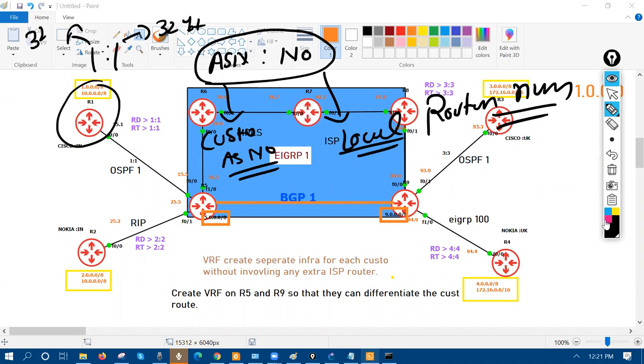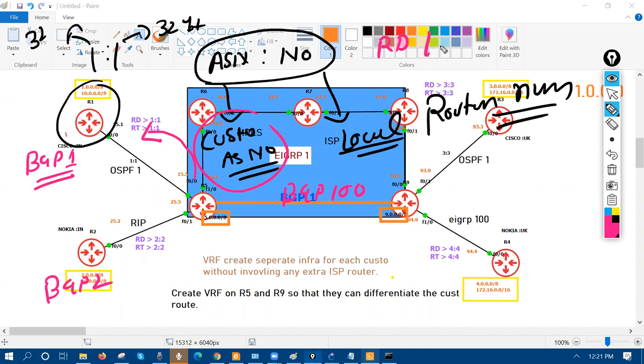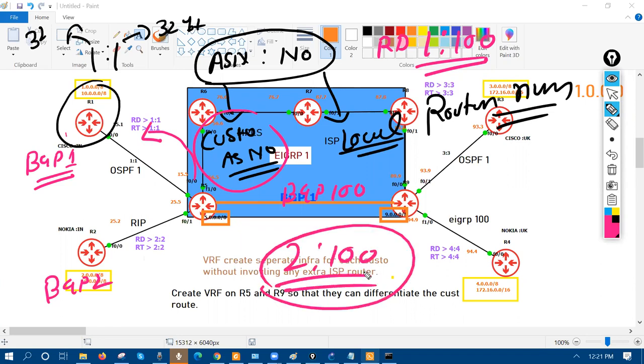For example, if this customer uses BGP ASN number one, and this one uses BGP ASN number two, and I'm going to use BGP ASN number 100. So for this customer, what ASN number am I going to use? Customer ASN number. So the RD value for this one will be 1:100. For this one, it will be 2:100. So 32 bits plus 32 bits, total 64 bits.